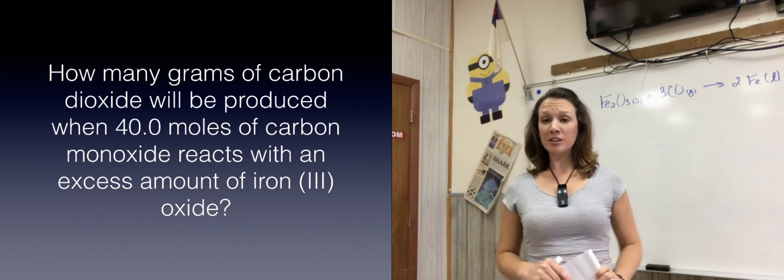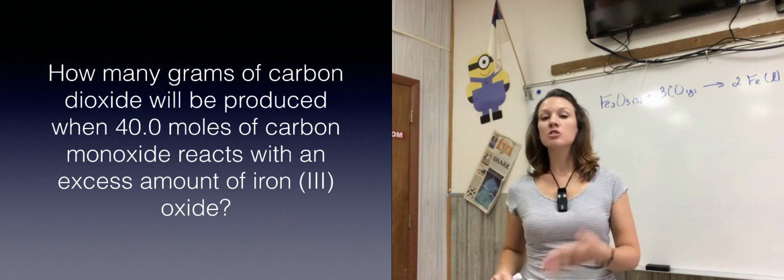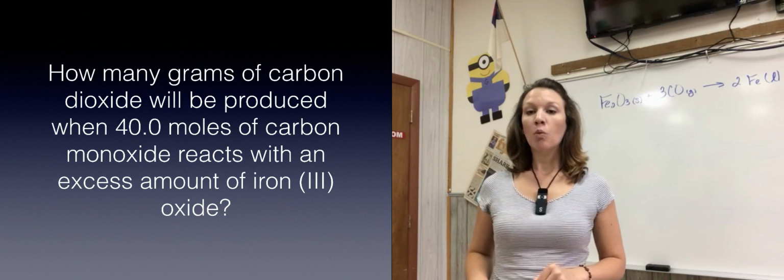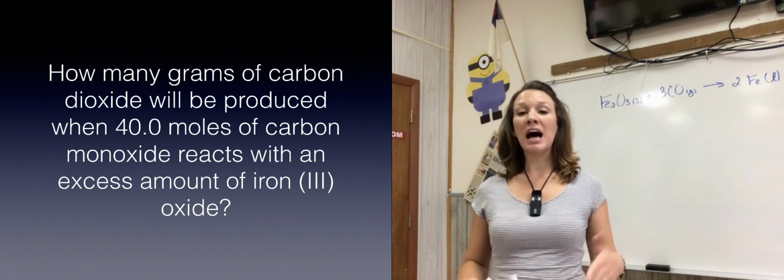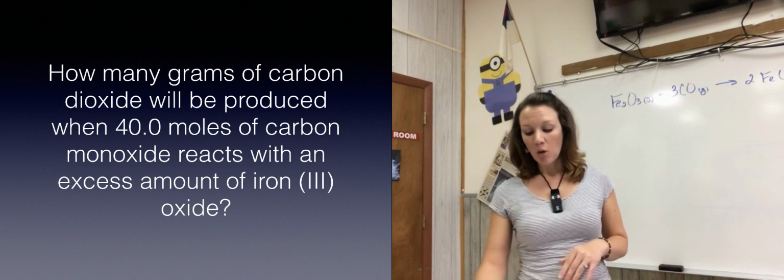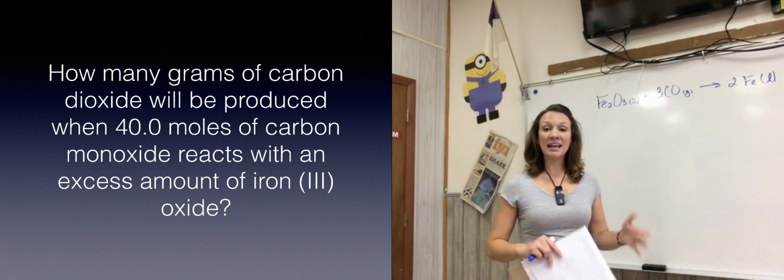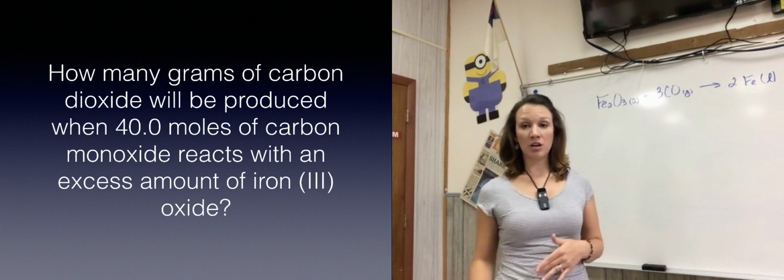So what we're going to do first is learn how to do some moles to grams conversions. Based on the problem that you were just shown, we're going to figure out how many grams of carbon dioxide are going to be produced when we have 40 moles of carbon monoxide that's going to react with an excess of iron 3 oxide.